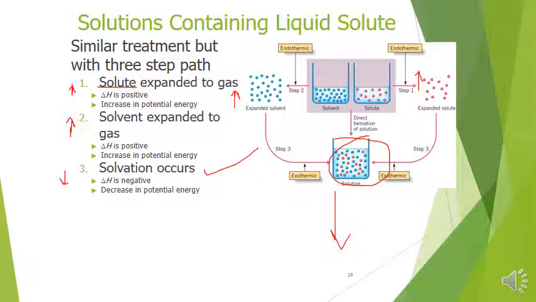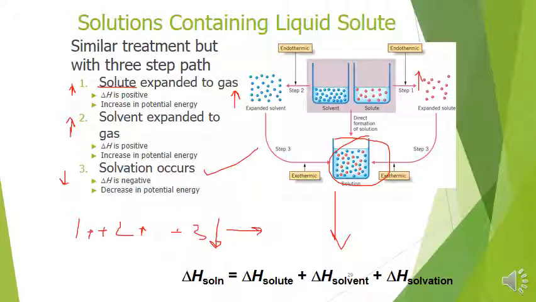So when you add these 3 together, there are 3 parts. The first 2 are positive enthalpies, and the third one is negative. Then when you add them all together, that's going to be the overall heat of solution. Okay, there you go.